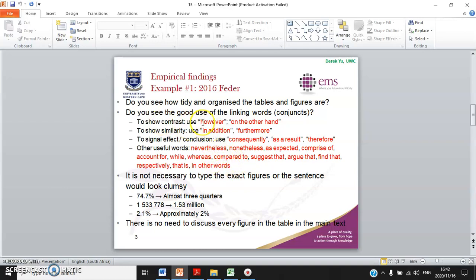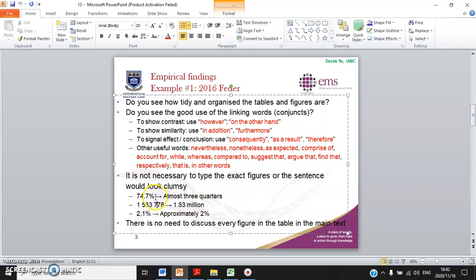She used the right linking words such as however, on the other hand, when she wants to show contrast. And when she wants to show similarity, she uses a wide variety of keywords like in addition, furthermore. And when she wants to conclude, she uses keywords like consequently, as a result, etc. And then she presents a lot of tables and figures, and I just want to give you some advice.